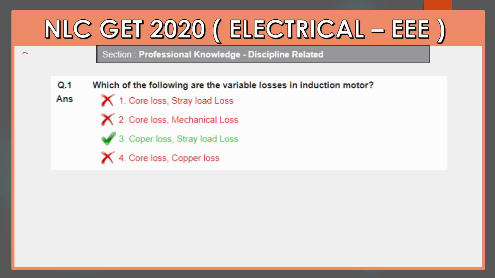So I will be covering the 80 questions of electrical professional knowledge part, and we will see each and every question one by one. So first question, which of the following are the variable losses in induction motor? So it is asking which are the variable losses. Obviously copper loss is one of the variable losses, and another loss will be stray load loss. So answer is the third option.